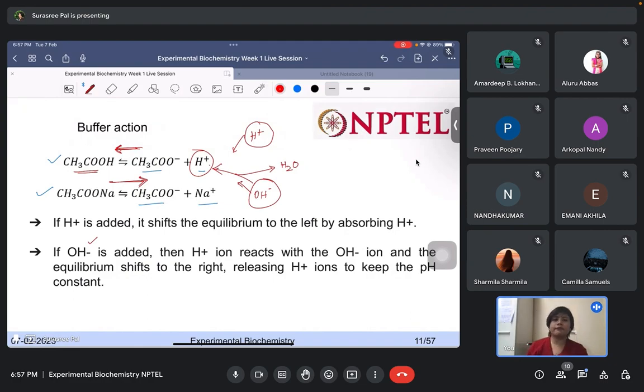So that is how the buffers are acting, either by releasing more and more protons when bases are added, or by absorbing protons when acids are added, right? So that is how buffers are acting and resisting the change in pH. Is that fine? Any doubt?